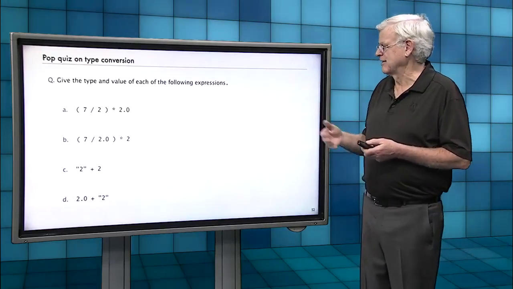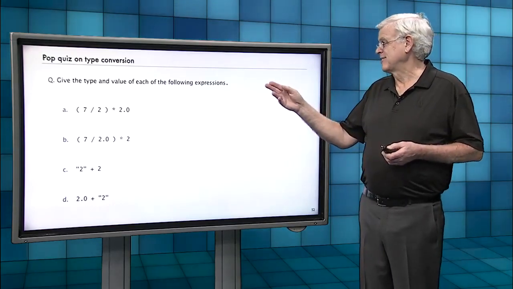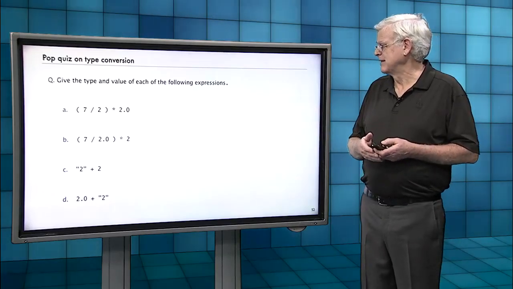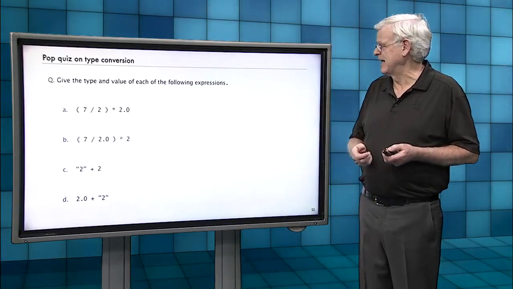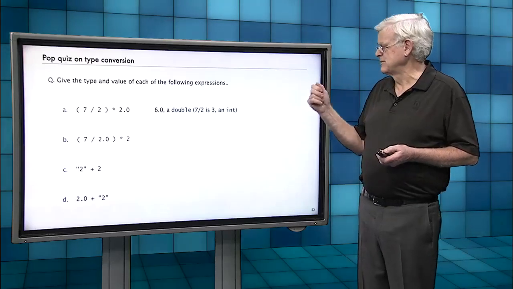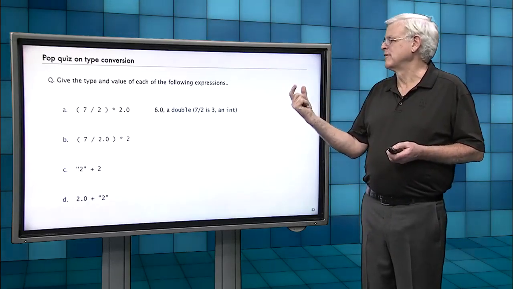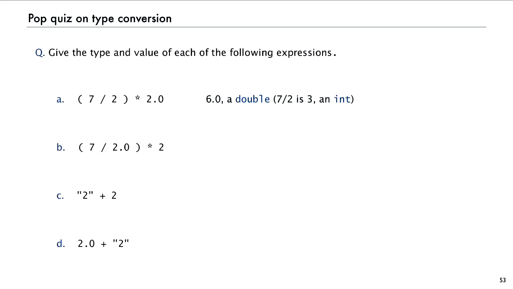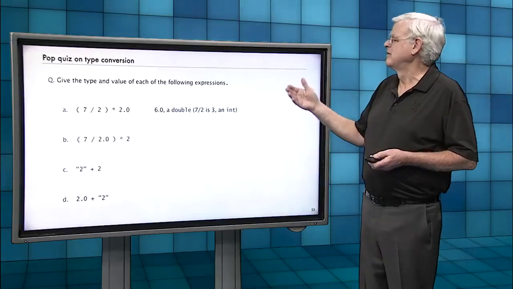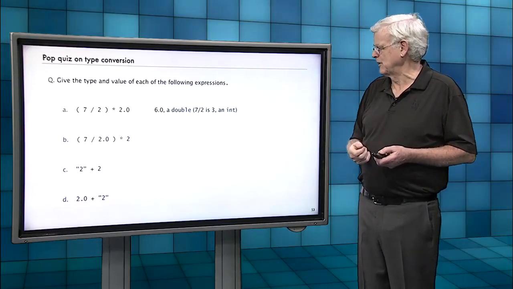So here's just a couple of questions that, again, you might find on a quiz. So 7/2 times 2.0. So what's the type of that, and what's the value? 7/2 is inside parentheses. So that's going to be integer division. So it's going to throw away the remainder. It's just going to be 3. And then multiplying by 2.0, that 3 will get converted to a double. So then the operation star is 2 doubles, and the answer will be 6.0.